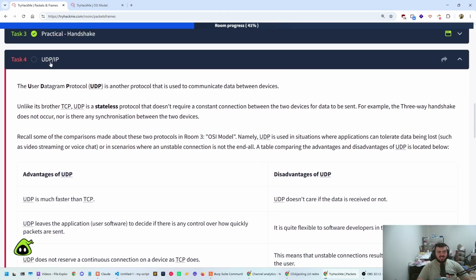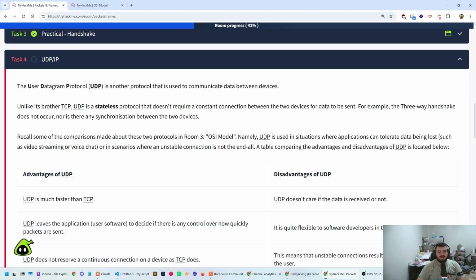Now we're going to task 4, which is UDP IP instead of TCP IP. So all of that we've been talking about is TCP and how it establishes a connection and expects a SYN and SYN ACK and stuff like that. UDP is completely different from this. The User Datagram Protocol, UDP, is another protocol that is used to communicate data between devices. Unlike its brother, TCP, UDP is a stateless protocol that doesn't require a constant connection between the two devices for data to be sent. For example, the three-way handshake does not occur, nor is there any synchronization between the two devices. So in UDP, you just pour the data in, just yeet it, and if it makes it, it makes it. If it doesn't, then whatever.